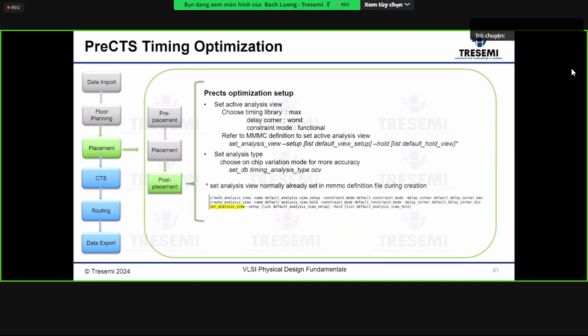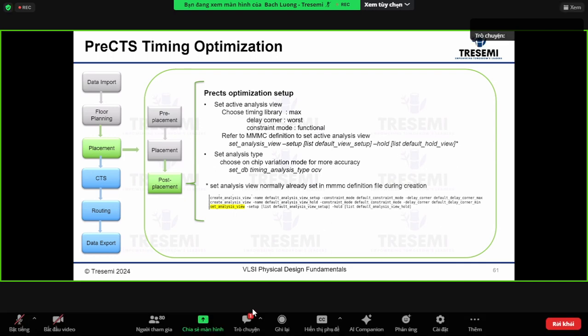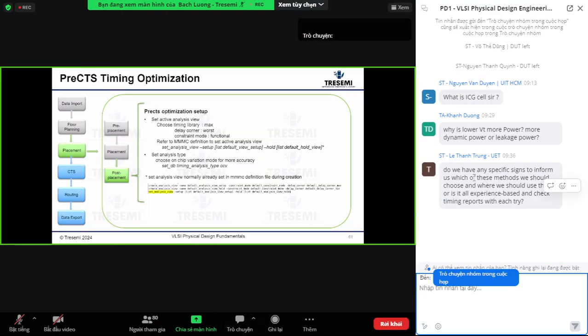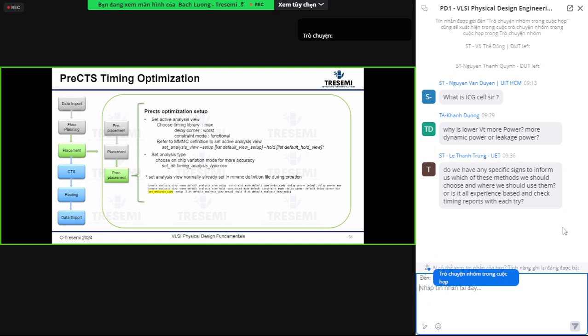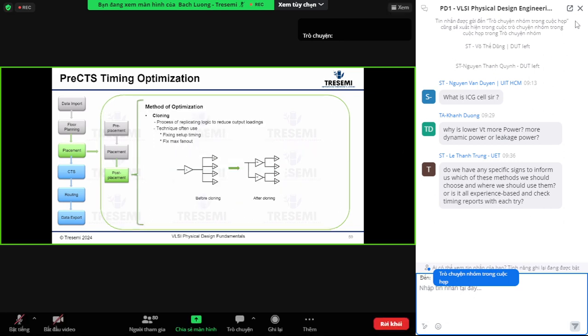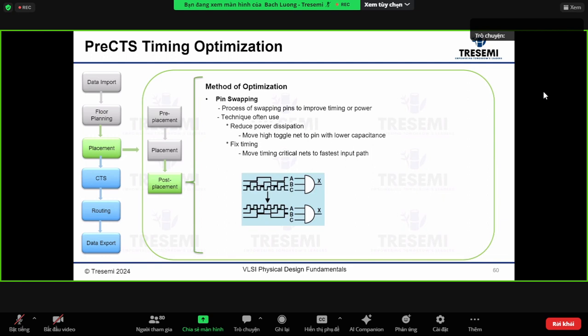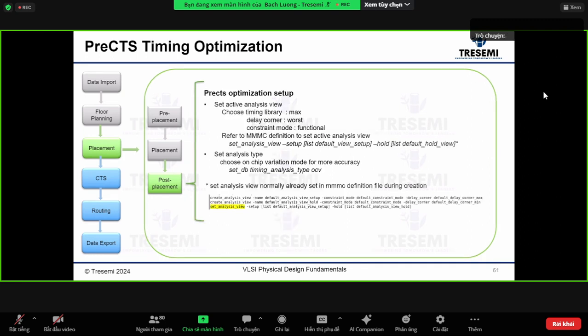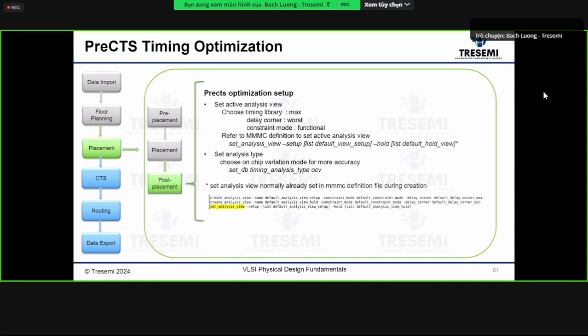Buck, we have a question that came in. Do we have any specific signs to inform us which of these methods we should choose and where we should use them, or is it all experience-based and check timing reports with each try? Okay, these methods meaning the optimization. All of these are available to the tool, and it will use whichever it needs. So you don't have to choose anything. This is just informing you of the techniques we're going to use, so it happens automatically.